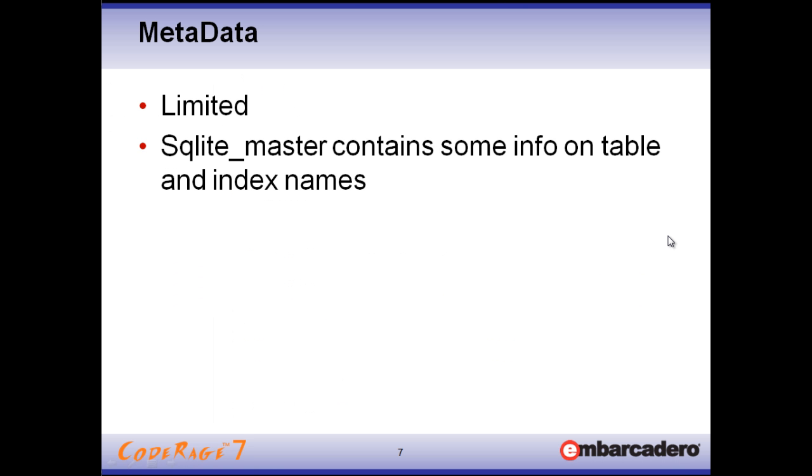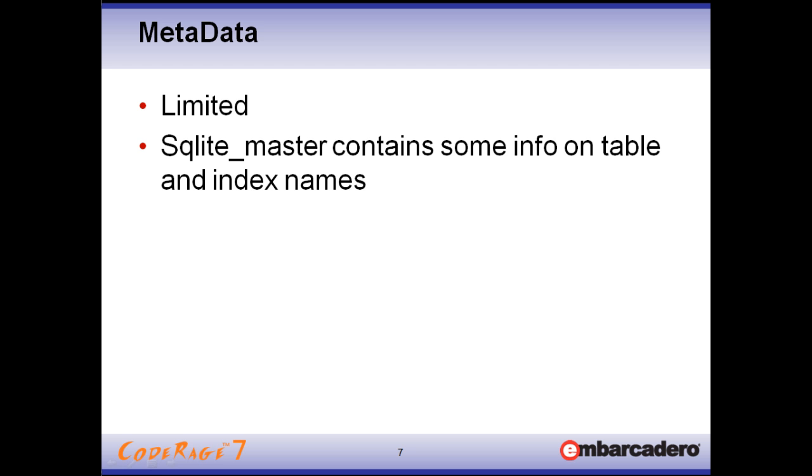The metadata support in SQLite is fairly limited. There are some APIs to get column information, but not much beyond that. There is also a sqlite_master table that contains information on table and index names. This table also contains the original string used to create the table or the index.